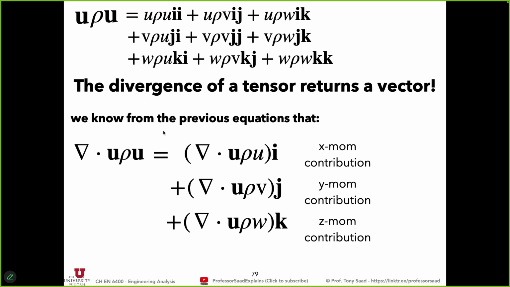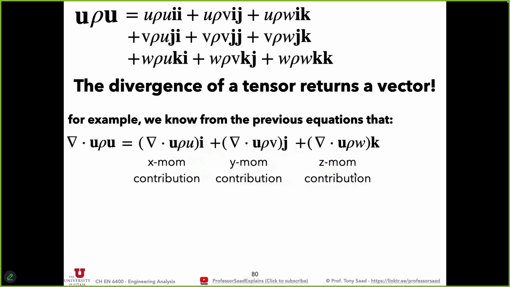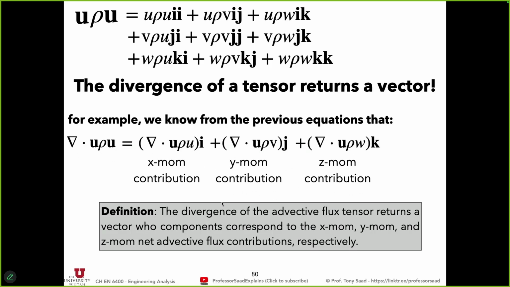Now, each entry here is a scalar, right? Because u rho u is a vector, u rho v is a vector, its divergence is a scalar. So these eventually make it as scalars into their individual momentum equations, all right? So now this leads us to this definition. The divergence of the advective flux tensor returns a vector. The components of this vector correspond to the x, y, and z momentum net advective flux contributions respectively. So the divergence of the advective flux tensor is a vector.